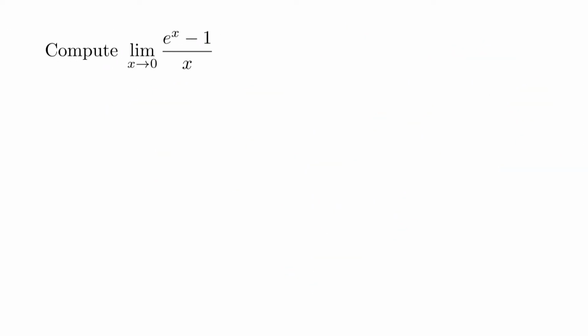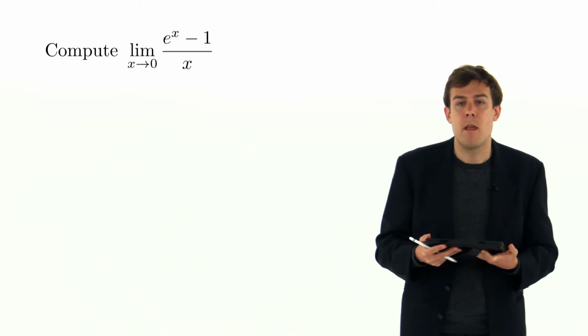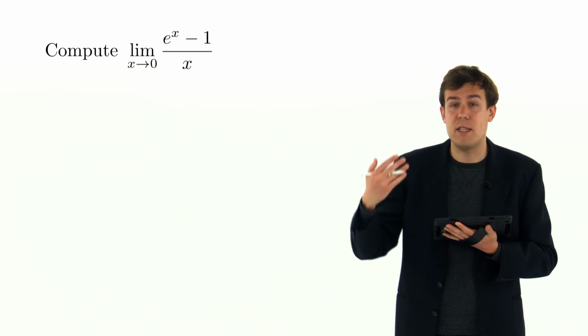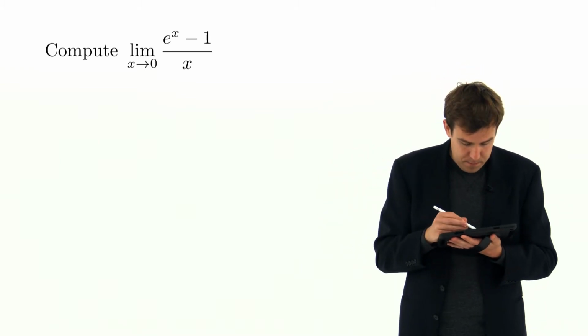So let's look at another one. We're going to compute the limit as x goes to 0 of e to the x minus 1 over x. So let's check if direct evaluation gives us what we need.